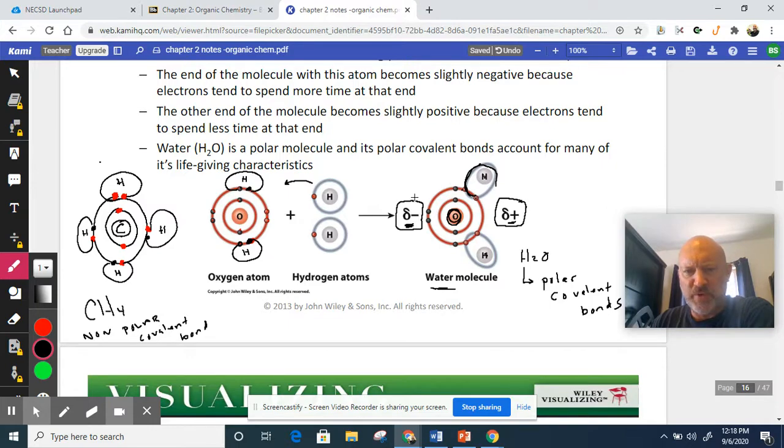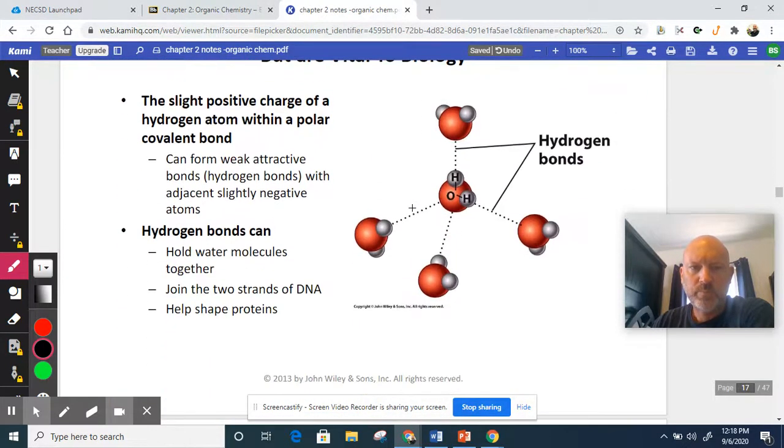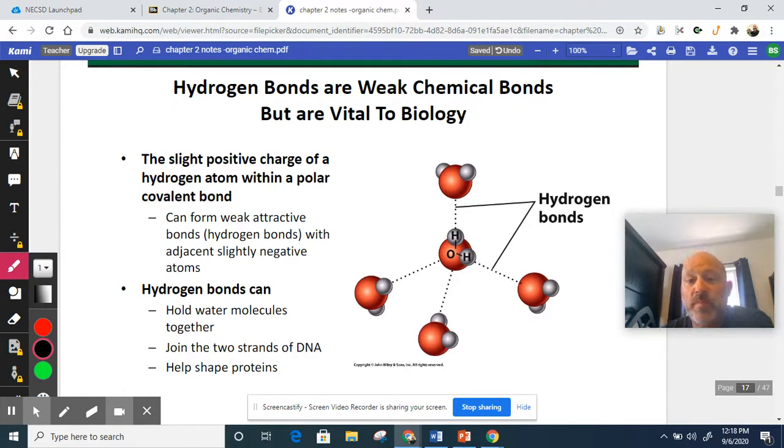So this becomes useful, however, having polar molecules, because when we have a water molecule that has a positive charge on one end and a negative charge on the other, positive over here and negative over here, what happens is these water molecules become attracted to each other. The positive ends of one water molecule will be attracted to the negative ends of another, and we can get these water molecules to kind of cling to each other.